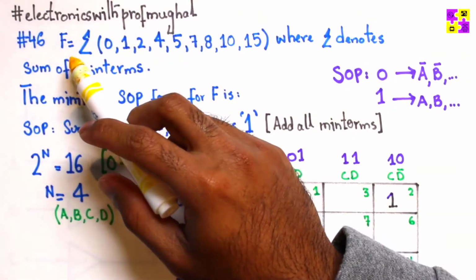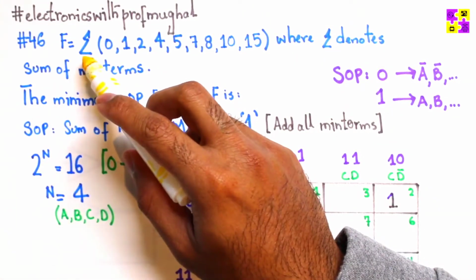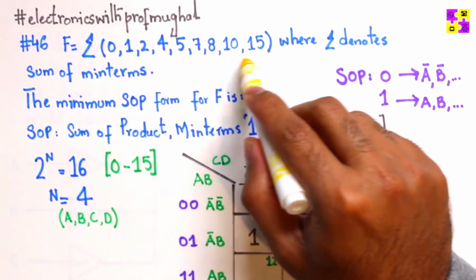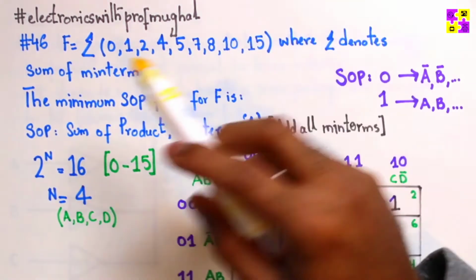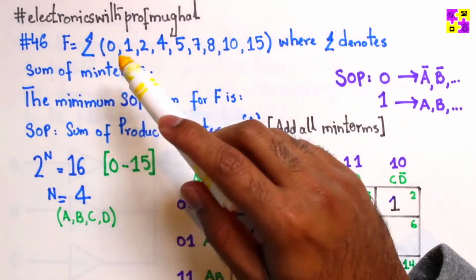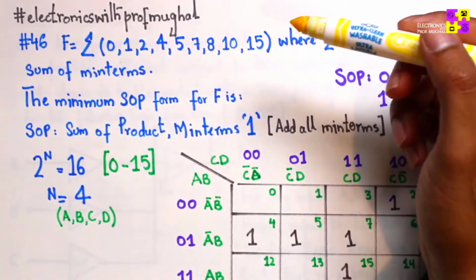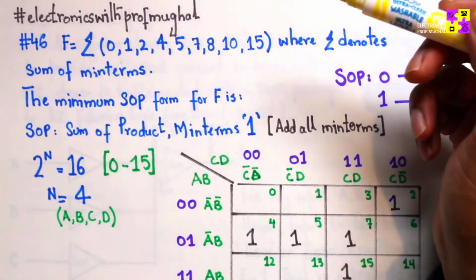F equals this summation sign that you see over here. This basically tells you that all these numbers are minterms. If you look at the range, it goes from 0 all the way to 15, so it looks like it's a 4-bit logic circuit.